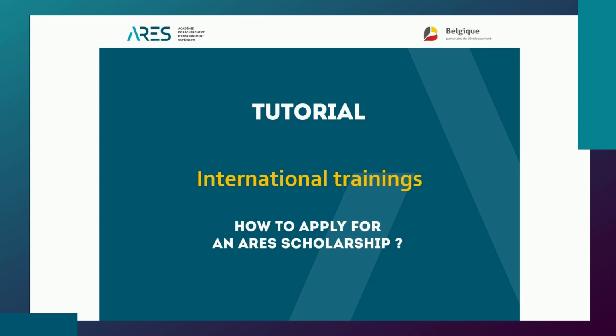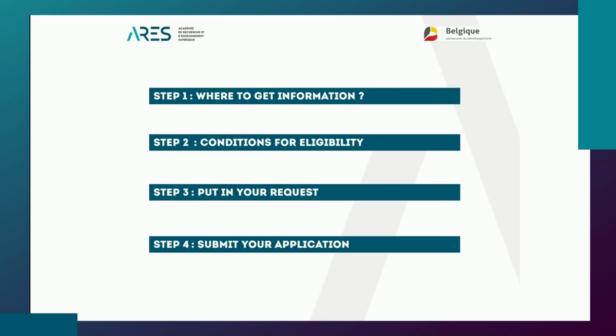Throughout this video, I will help you to put in your application. In this program, you'll be able to apply for one of the specialized bachelor's, master's, or even ongoing trainings in Belgium. Let's get started and find out the 4 different steps you need to follow. These are where to get relevant information, check all the conditions for eligibility, how to put in your request, and finally, how to submit your application.